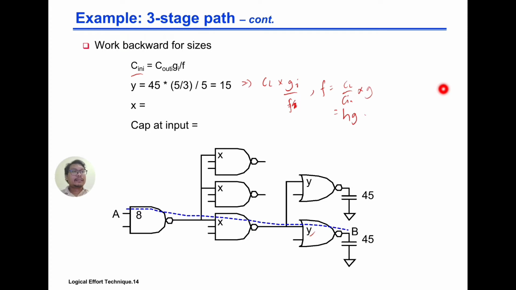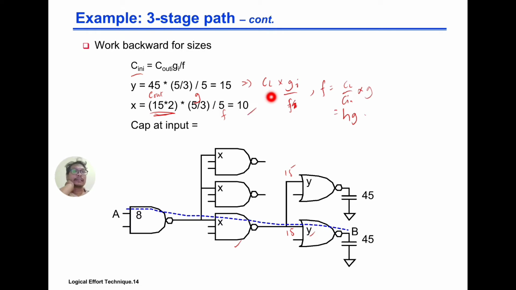So what about X? For X here we know this is 15, and we have a branch of 2, so we have 15 times 2. This is your C out. C out times 2 times g, your logical effort for this gate, divided by 5, which is your f. So C out times g over f, and we get a 10.